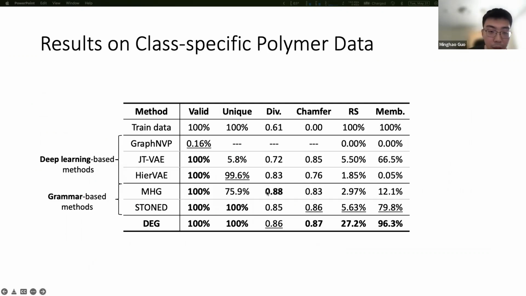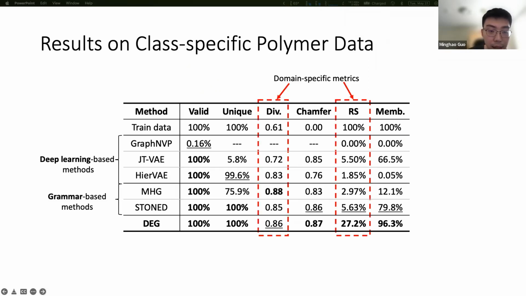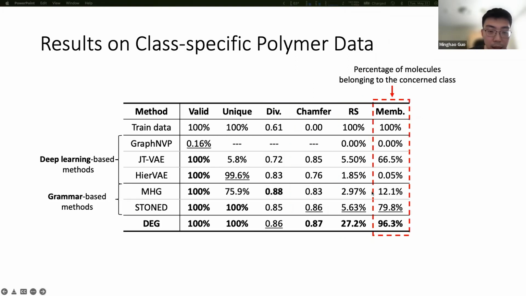And the results show our method is effective on these class-specific polymer data sets, especially considering the domain-specific metrics, which are the diversity and the synthesizability, or we call it the validity, in the optimization objective. And also this is our target: we want to calculate the percentage of molecules that belong to the concerned class. So indeed our method can outperform all these others.